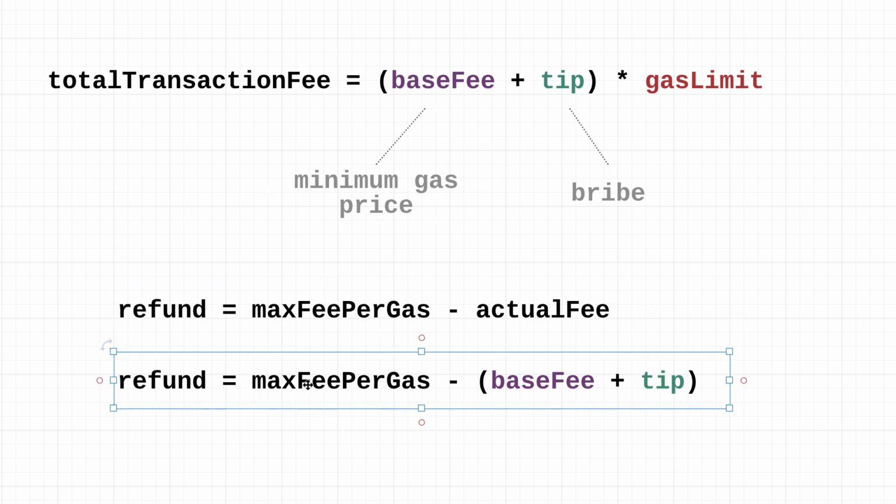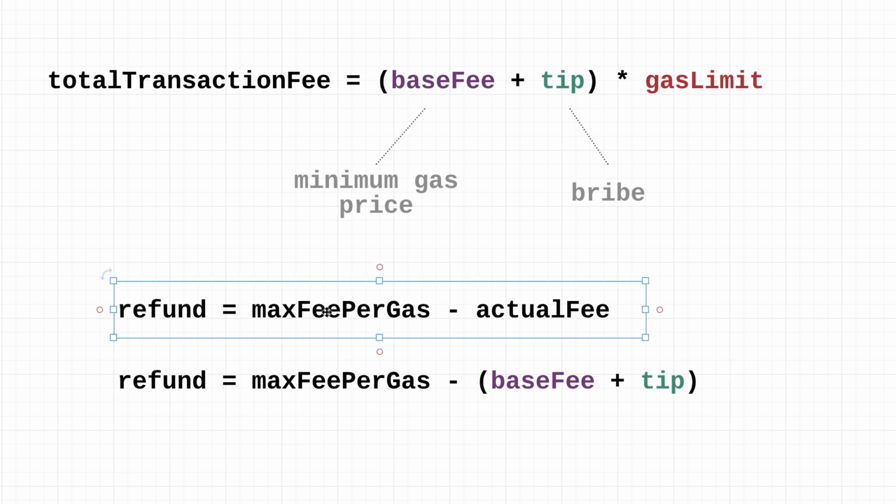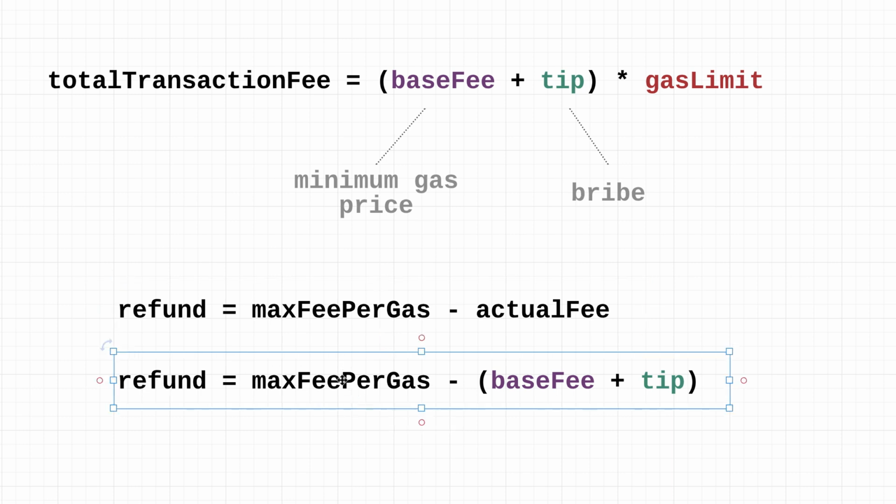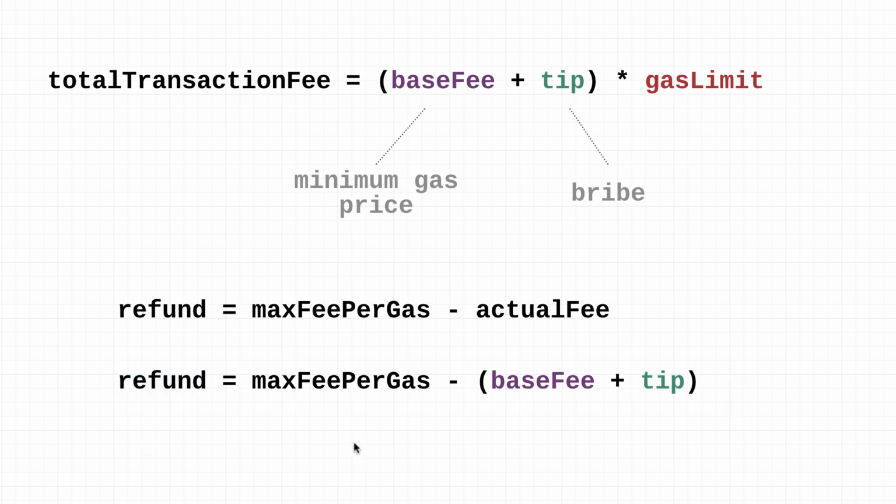So just to break this down, by max fee per gas, you're pretty much saying this is the maximum I'm willing to pay. The actual fee is what you end up paying, and it's usually less than this. So the refund amount is pretty simple math: the maximum you are willing to pay minus the actual fee, and that's the amount that gets refunded back to the user.